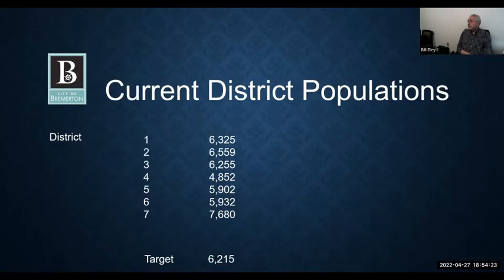These were the current district populations as of the 2020 census. And you can see that District 7 was significantly higher. District 4 was significantly lower than the target size of 6,215.